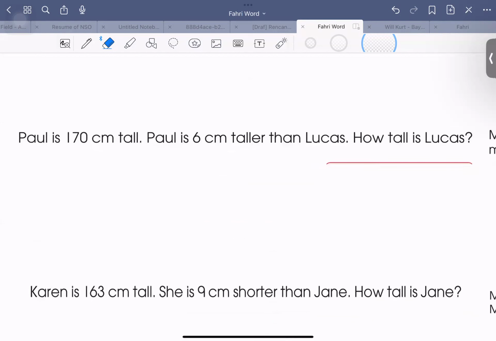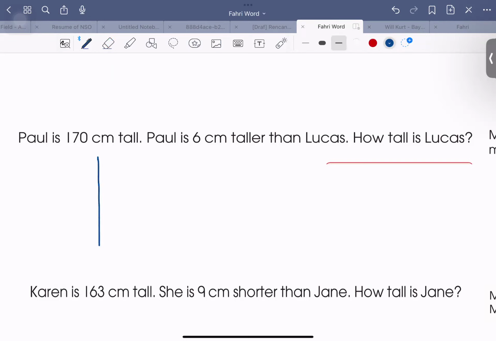Paul is 170 centimeters tall. Paul is 6 centimeters taller than Lucas. How tall is Lucas? 164. Are you sure? Let's try to answer this together.